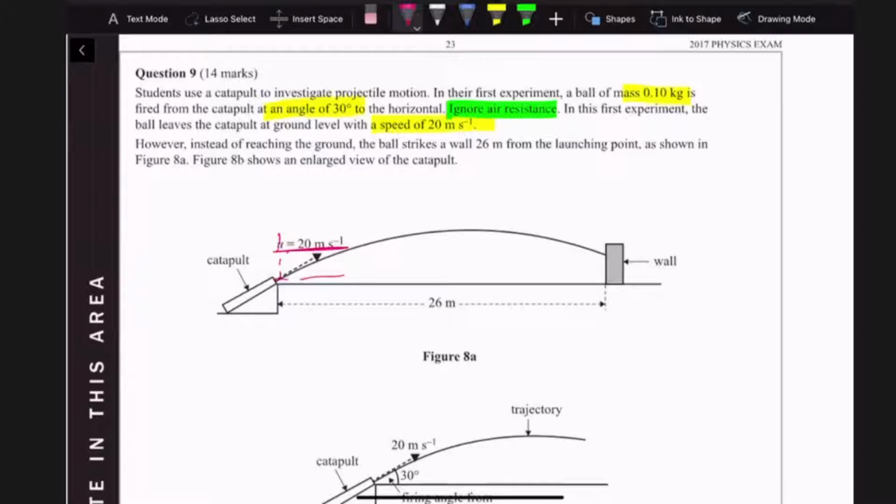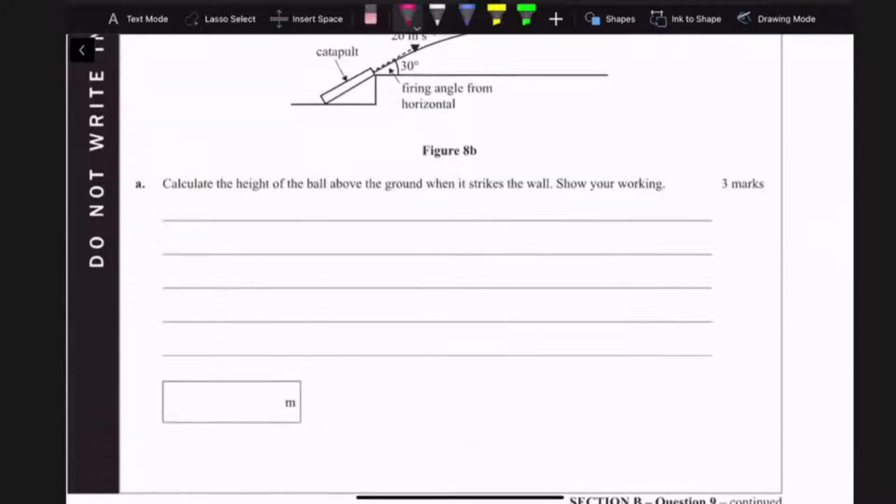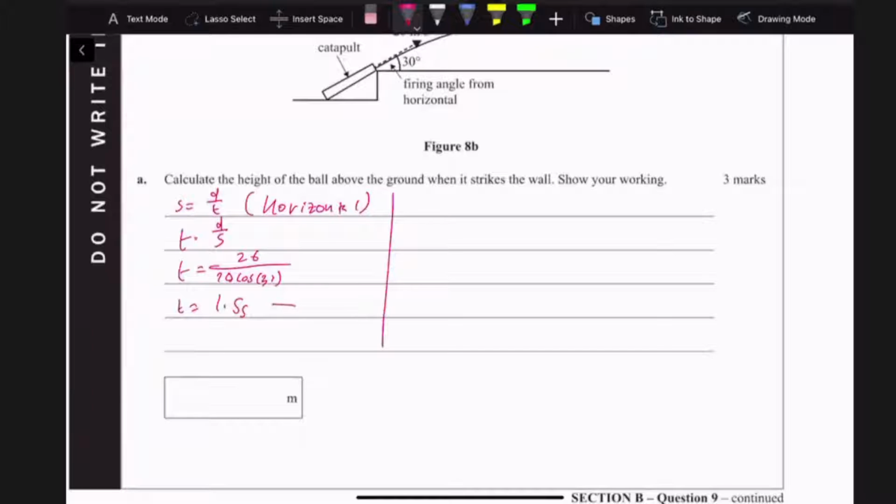So we've been given the range, and that's what we're going to use to calculate time. We have speed equals distance over time, and if we rearrange that, we get time equals distance over speed. This is, sorry, for the horizontal. We have 26 over 20 cos 30, which comes out to like 1.5 seconds, but keep this value in your calculator.